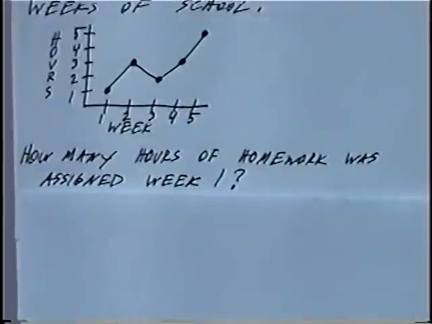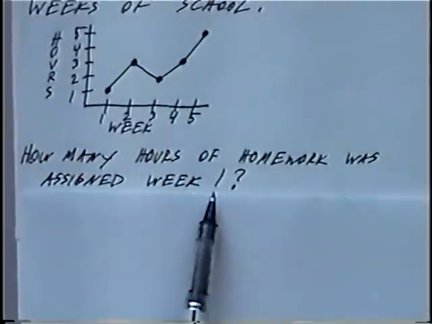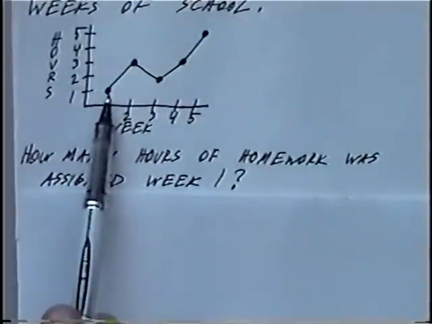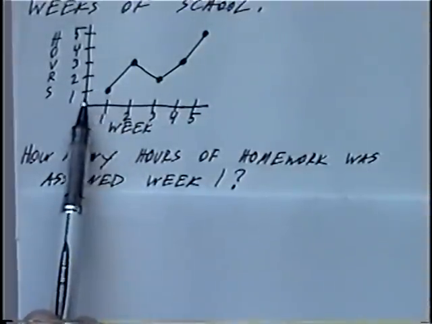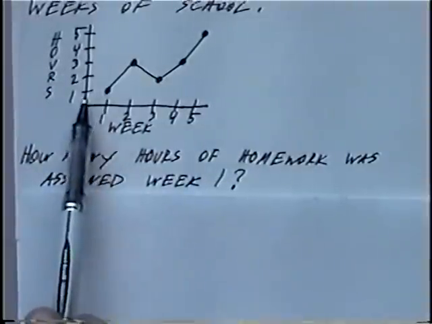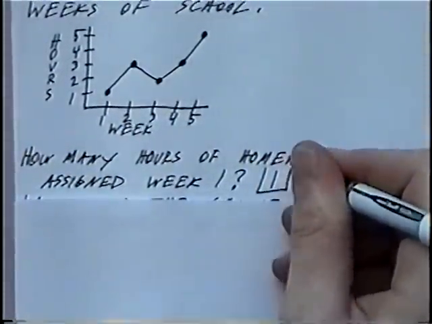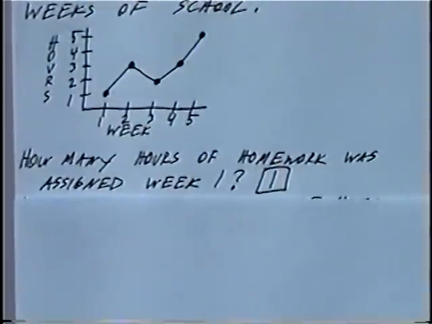If we want to look for the hours on week 1, we'll go to week 1 on the x-axis. We'll go up to the point for week 1 and see how many hours it's associated with, which should be 1 hour. So how many hours of homework was assigned during week 1? The answer would be 1 hour.